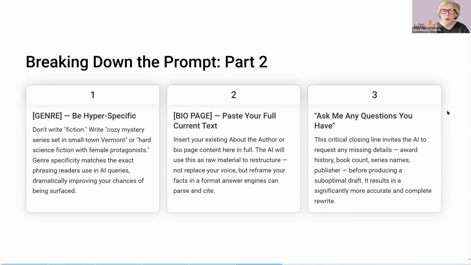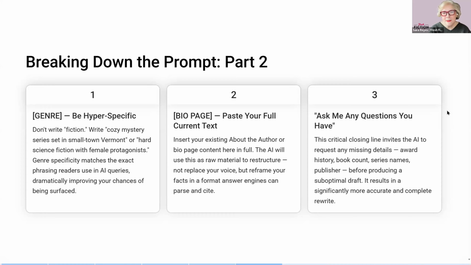Your bio page is right now, you're going to use what you currently have. You're not rewriting anything about your bio. So, okay, if your bio is 7 years old, rewrite it before you start, because you don't want to use things that are 5 years old. But if your bio is pretty accurate, up to date, this is what you're going to use. So you just copy the existing bio into this prompt, right? It's going to use it as raw material to restructure. It's not going to replace your voice, it's just going to reframe your facts in the format that the answer engines require and use to parse and cite.